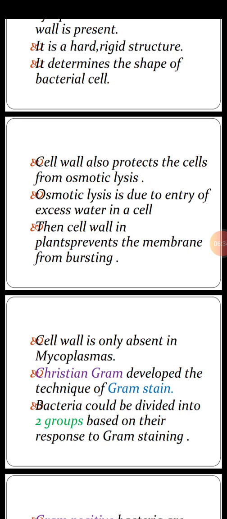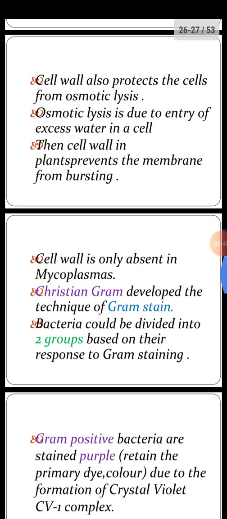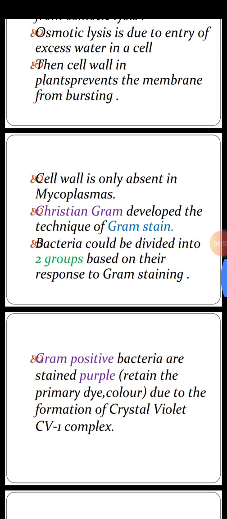The cell wall in plants actually prevents the membrane from bursting. That is, a plant cell doesn't burst because it has an additional protective layer, the cell wall. But animal cells lack a cell wall, so they may burst due to entry of excess or extra water. The cell wall is absent only in the bacteria mycoplasmas.